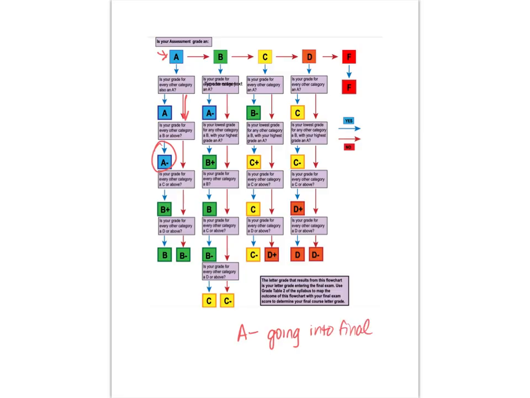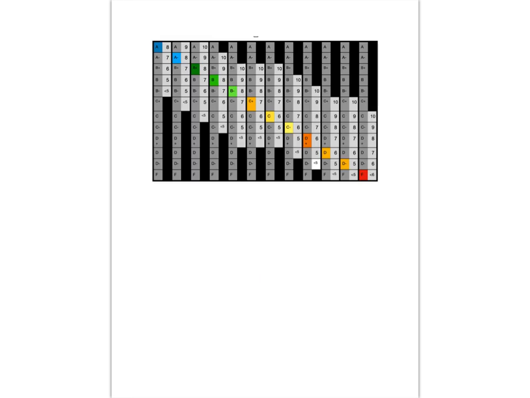And now we're going to look at the final grade chart to see how well he could do. Can he pull it up to an A? So let's take a look at that. So he's at the A minus, and we can see that if he gets a 9 out of 10 on the final, he can get an A.